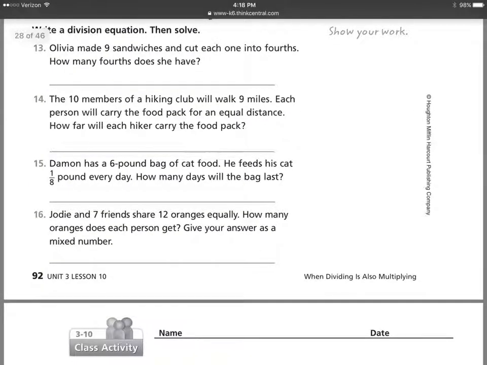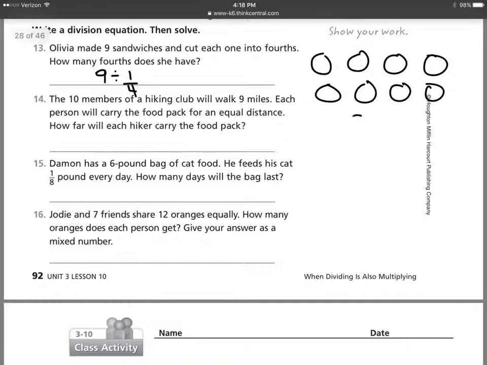Number 13 says Olivia made 9 sandwiches and cut each one into fourths. How many fourths does she have? Well, she started with 9 sandwiches and she divided those sandwiches into fourths. So it's essentially 9 divided by 1/4. 9 sandwiches divided by fourths. You can imagine if you had 9 sandwiches and you cut each one into fourths, that you would end up with more than 9 pieces. You could feed a lot more people by cutting them each into fourths.